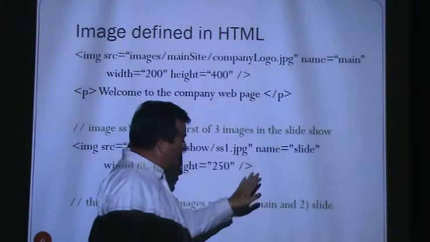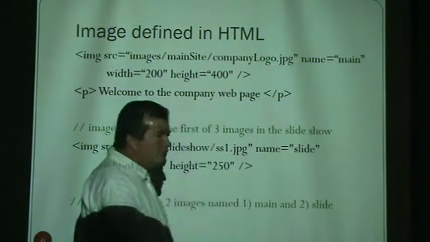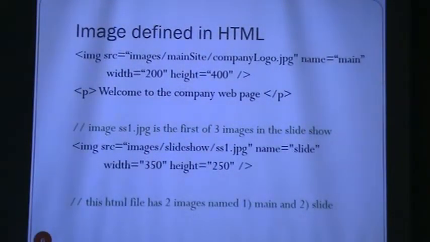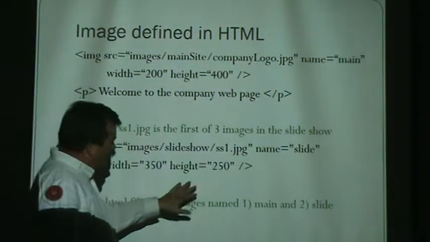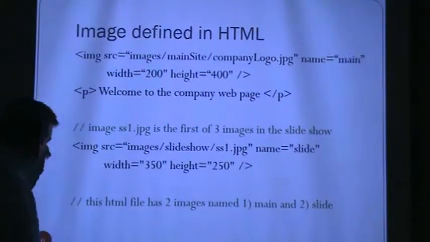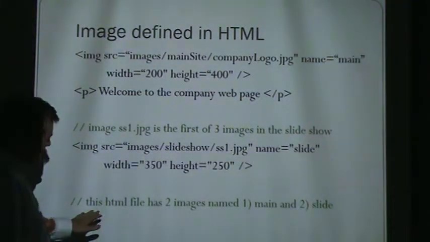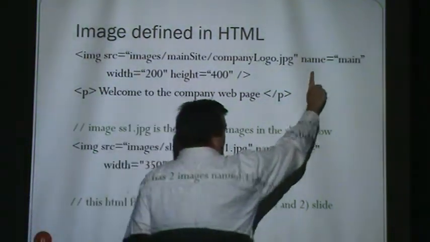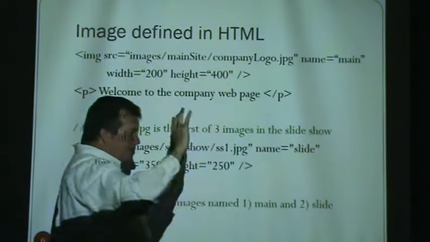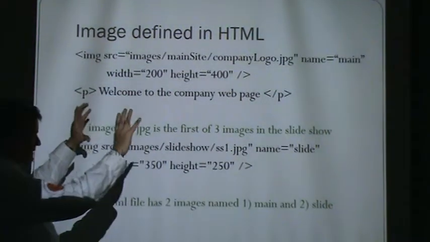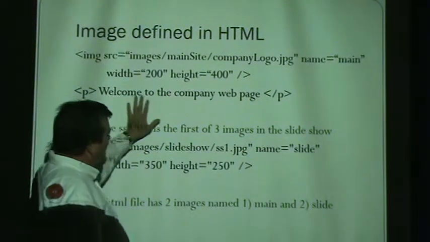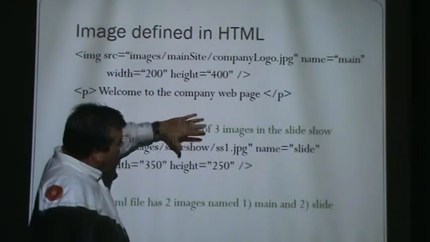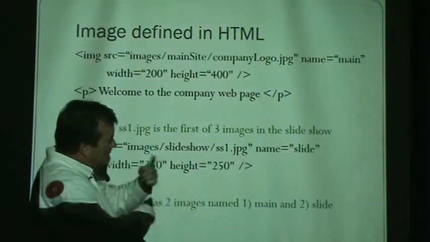So just made up a name. Kind of like naming a dog. We can now have a name that we can refer to this thing as in a JavaScript. And maybe the width is 300 and the height is 250. Okay. So this HTML file has 2 images. One of them has the name main, and this one will never change. That'll be like our company logo. That'll always be on the top of the page. And then it'll say, welcome to our web page. And then there'll be a picture below that, and that's the one that's going to change.